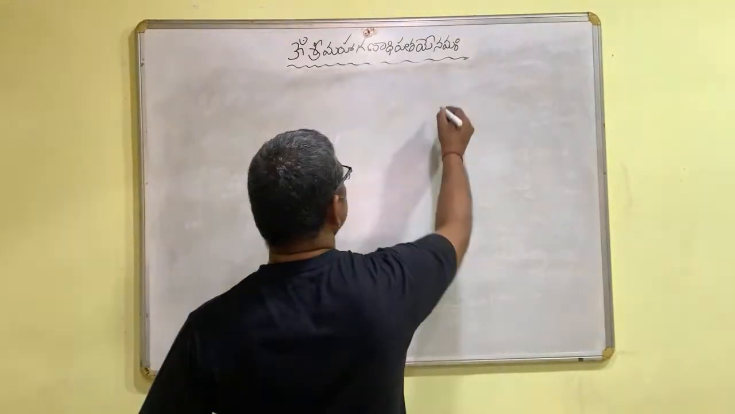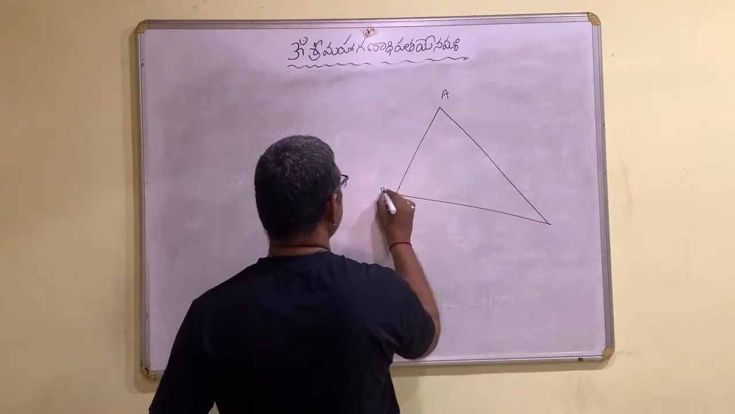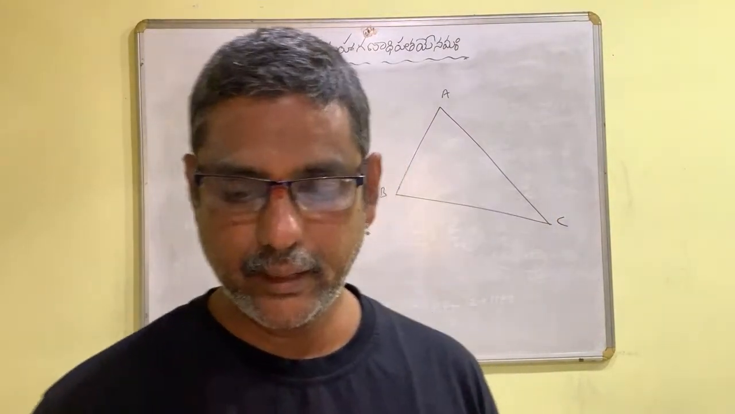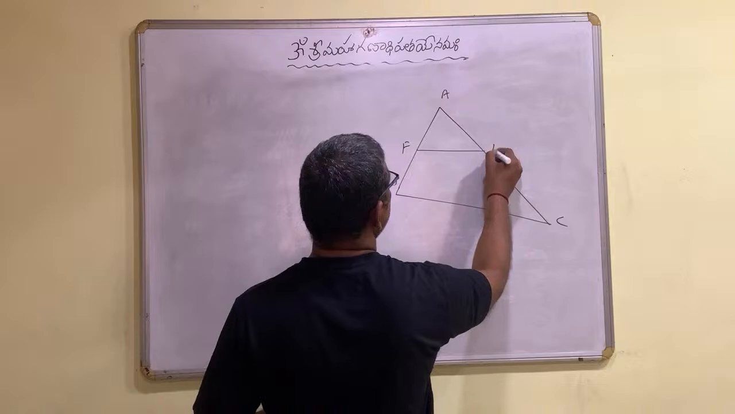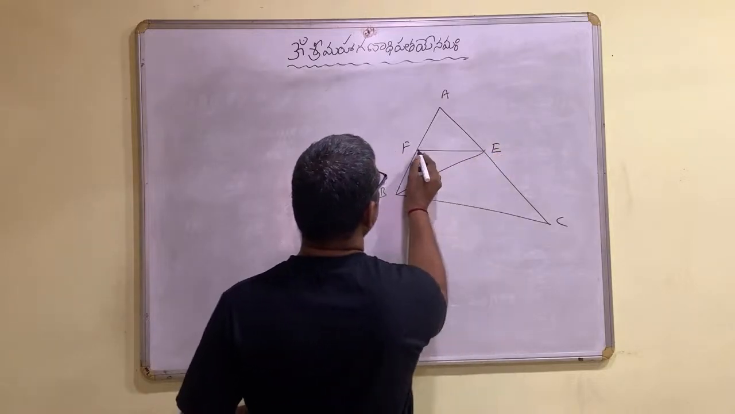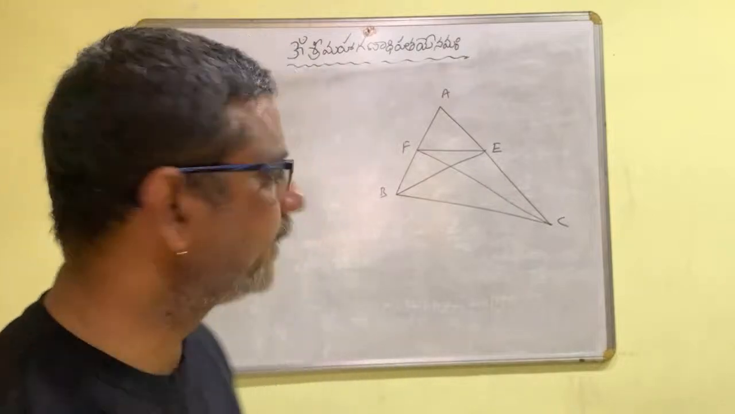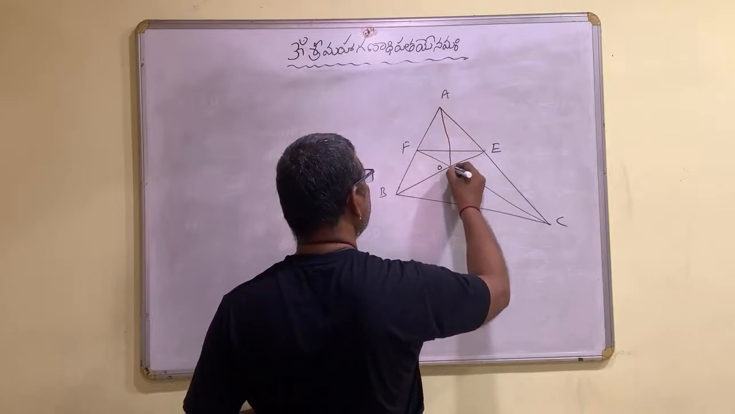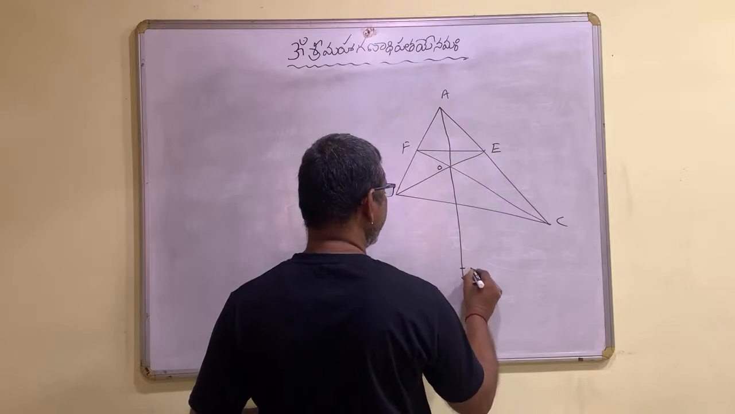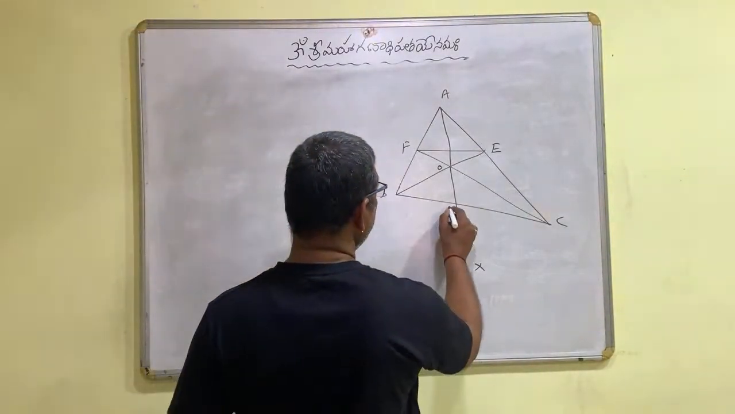So, very good question. There is a triangle ABC. Join BE and CF, and this is a point O. Join AO and extend it to X. And this is D.